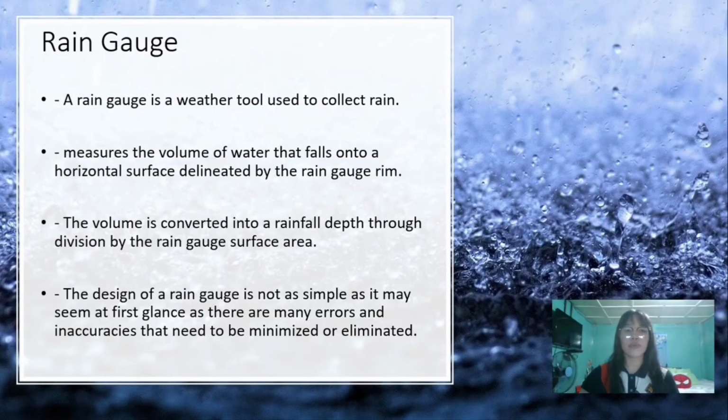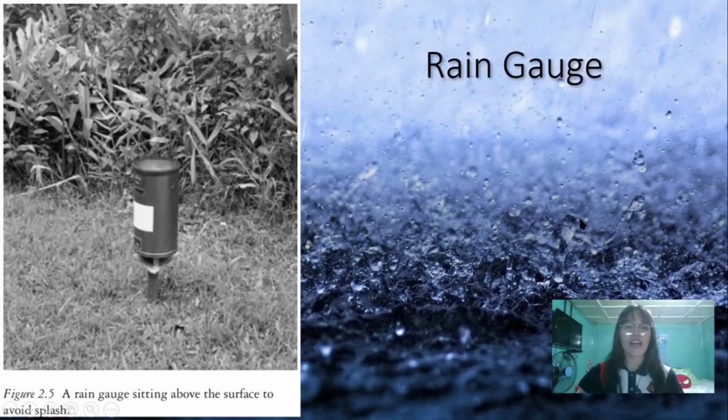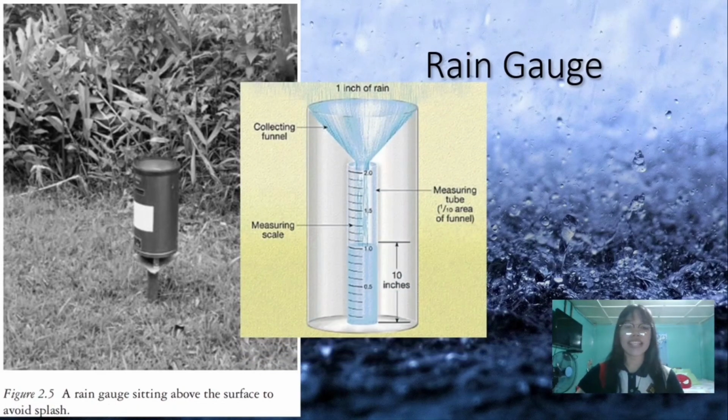It measures the volume of water that falls onto a horizontal surface delineated by the rain gauge rim. The volume is converted into a rainfall depth through division by the rain gauge surface area. The design of a rain gauge is not as simple as it may seem at first glance, as there are many errors and inaccuracies that need to be minimized or eliminated. Here we have a picture of a rain gauge sitting on top of a surface to avoid splash. And here is a picture of a standard rain gauge.